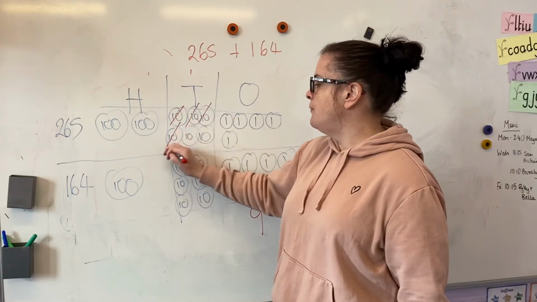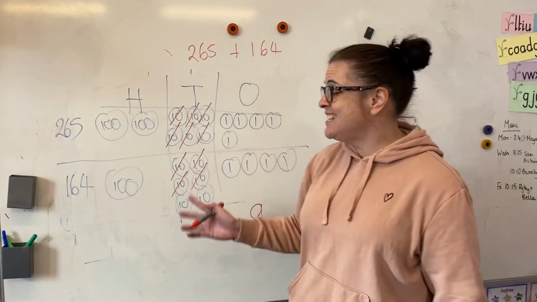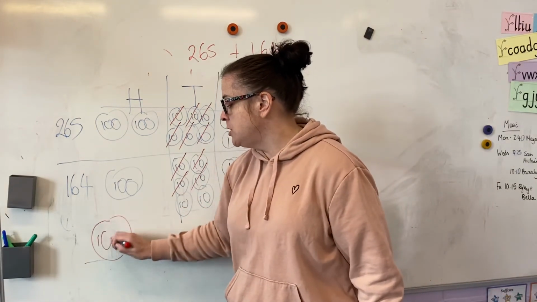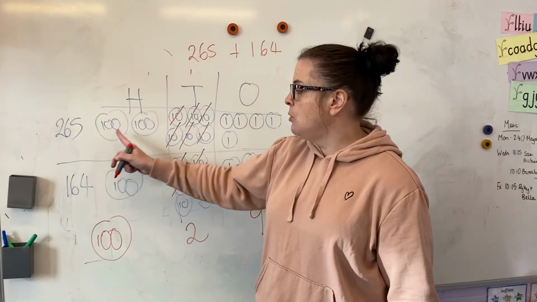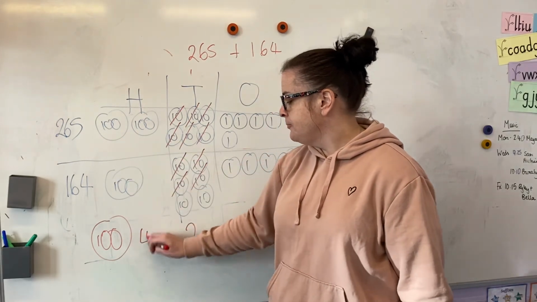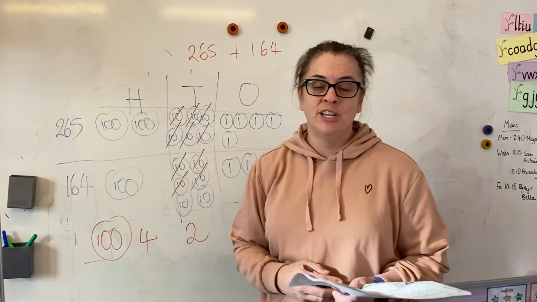Tens. 1, 2, 3, 4, 5, 6, 7, 8, 9, 10. 10 tens give us 100. We're exchanging. I've got 2 left, and then I've got 1, 2, 3, 4. Okay, and that is how we use numbers up to 3 digits in year 3.